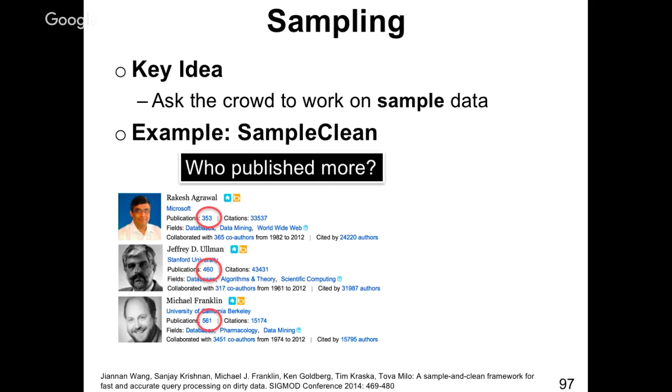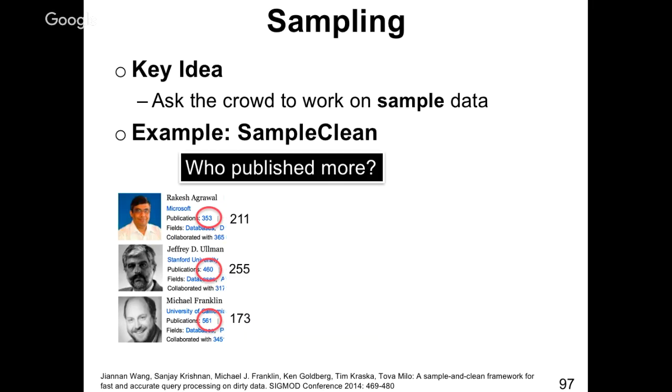Imagine that you are a data scientist, and you want to know, among these 3 authors, which one published the most publications. You get the data from Microsoft Academic Search, and you see that Professor Michael Franklin published 561 papers, so he published the most papers, and that's my result. But it turned out that the data is very, very dirty. After we clean the data, we find that, in fact, it's not Professor Michael Franklin, it's Professor Jeffrey Ullman who published the most papers.